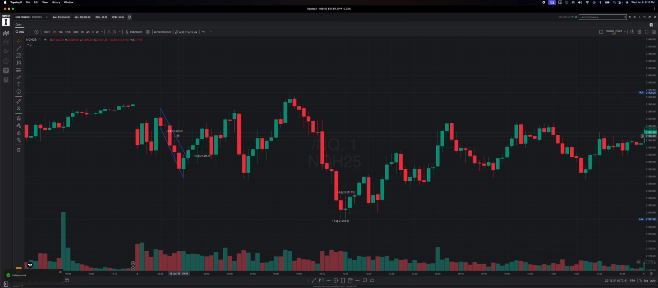As you can see, my first entry here was at the 330s here, which is essentially the top of this candle. I was only risking basically where my stop was at 56, so about 15. So about 20, 25 points I was risking.